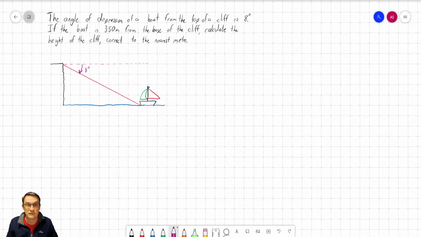And then the other piece of information we're told is the boat is 350 meters from the base of the cliff. So that's going to be down here. So we've got from the base of the cliff out to the boat. Okay, so you can start to see the triangle which is forming here.